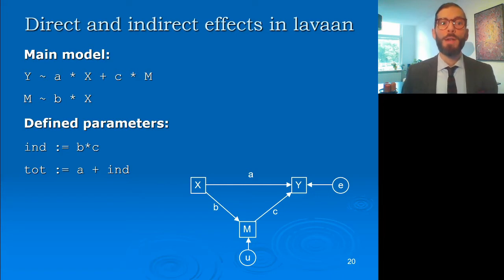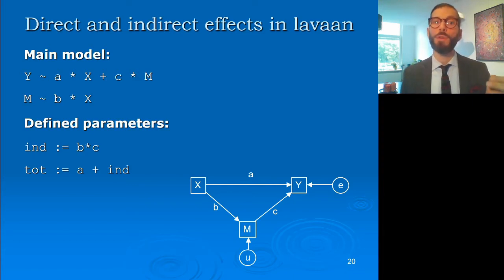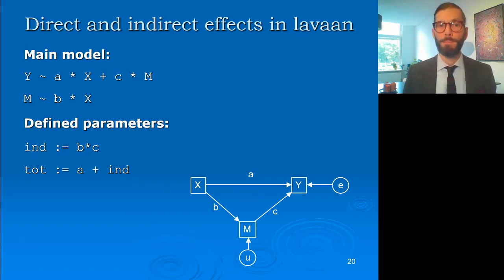Now comes some new syntax, and here we have the colon equals operator. We use the colon equals operator to define a new parameter. So here you can see that I want to define a parameter known as ind, short for indirect effect, and I say ind colon equals b times c. So I can refer back to the labeled regression coefficients from the main model. Then I say tot, which stands for total effect, is defined as a plus the indirect effect. So I can also use the labels assigned to other defined parameters to define more downstream parameters. So here I first define ind as b times c, and then I define tot as a plus ind. So this is going to give me the indirect effect and the total effect of x on y.